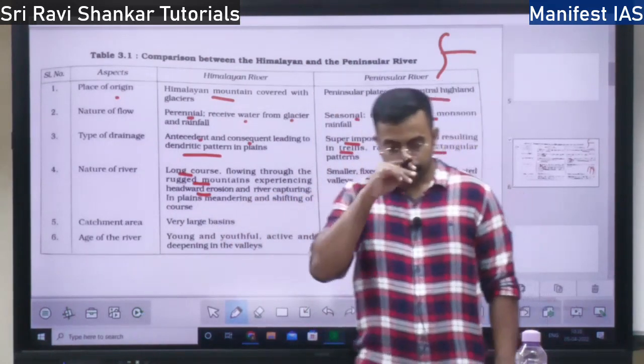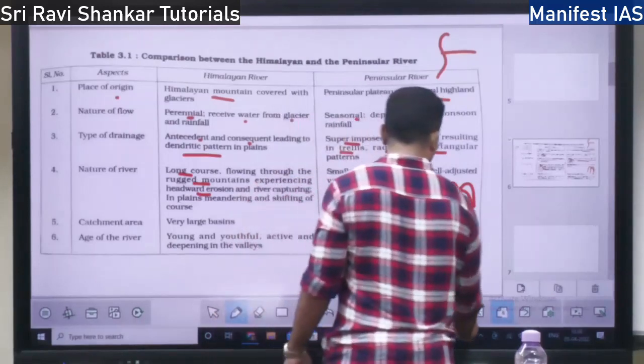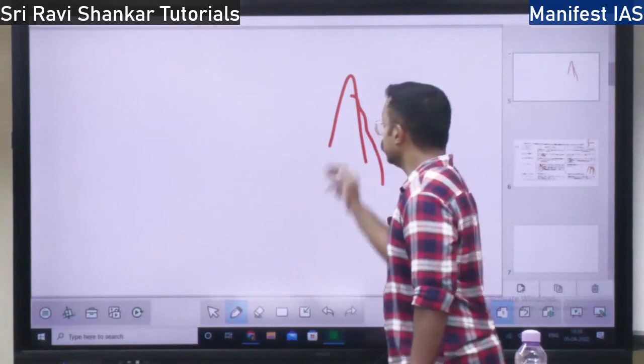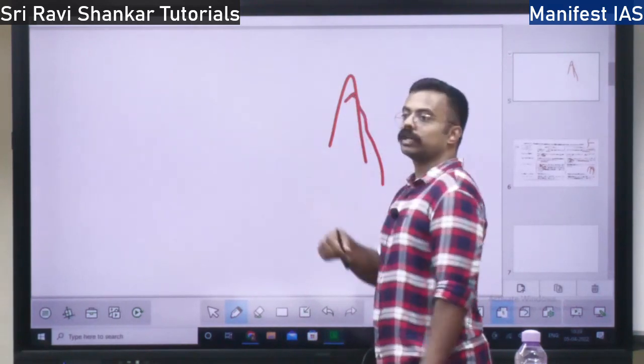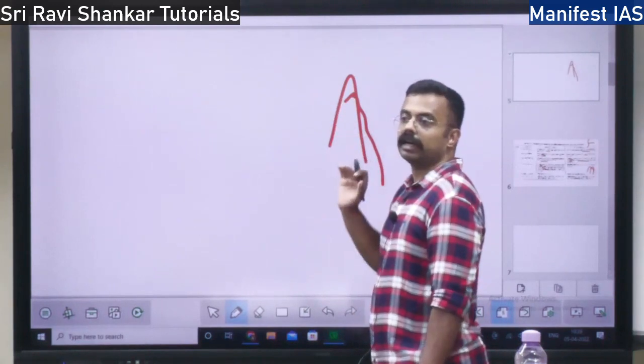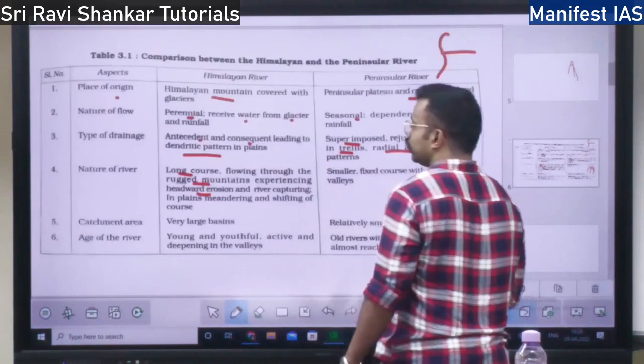Headward erosion, that is, if the mountain is there and a river is flowing like this, it will cut the mountain backwards also. Not only where the river flows, backward also it will cut. So that is headward erosion you will find in the Himalayan rivers, right?